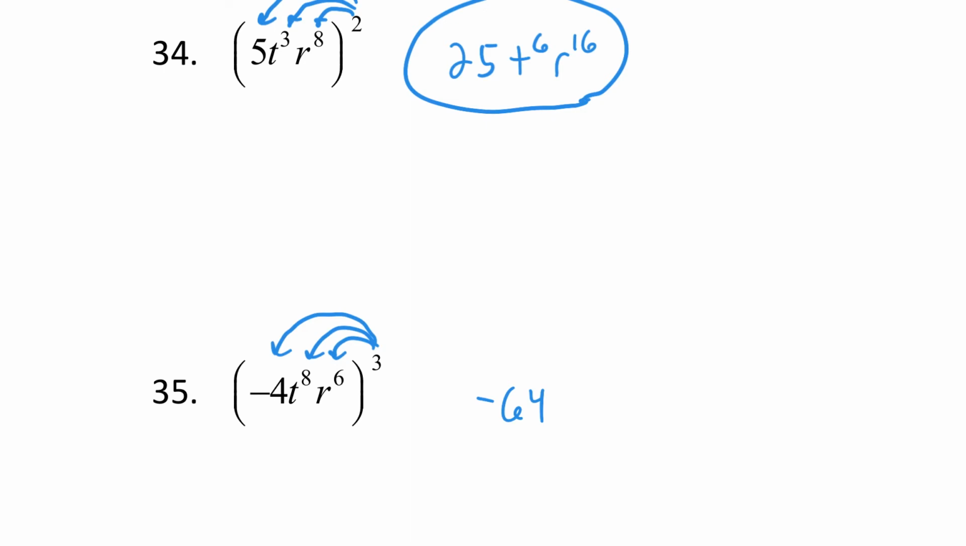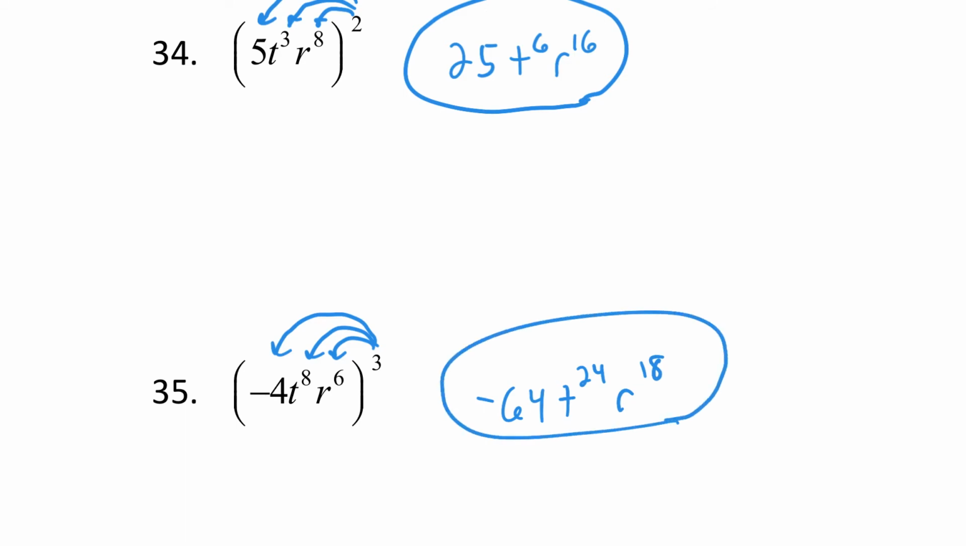All right, t to the 8th, 8 to the third power is t to the 24th. And r to the 6th, 6 times 3 is 18, r to the 18th. So raising a power to a power, it distributes to everything, and it is just magical. It gets multiplied.